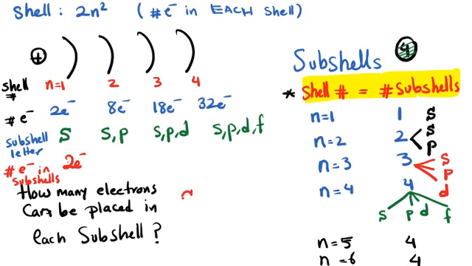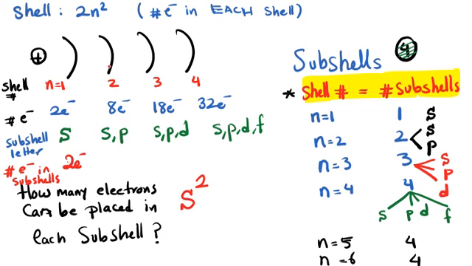So I'm going to write it here. S can hold up to 2 electrons. Let me write it like this: S2. I'm going to write this number on the top to say the S subshell has 2 electrons.